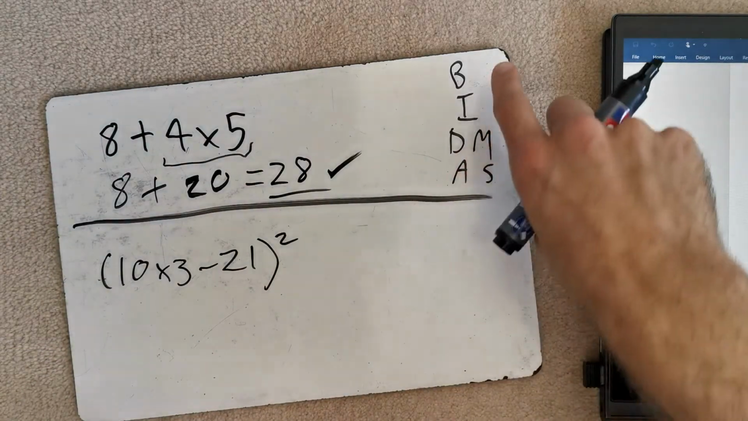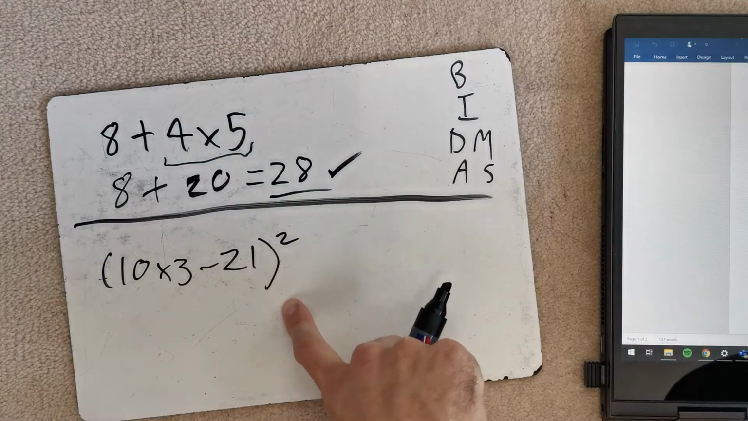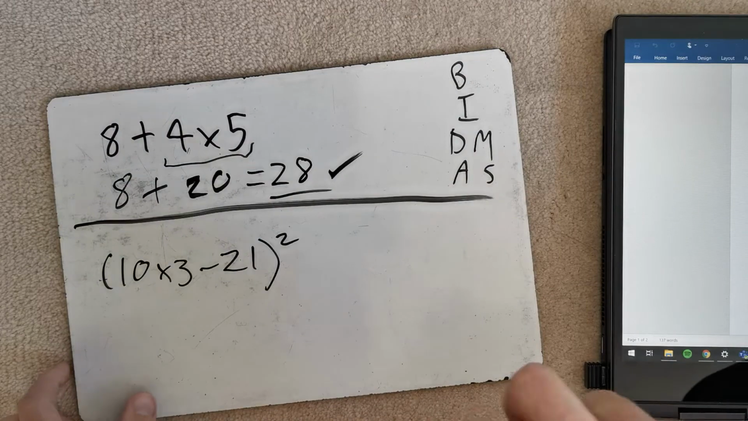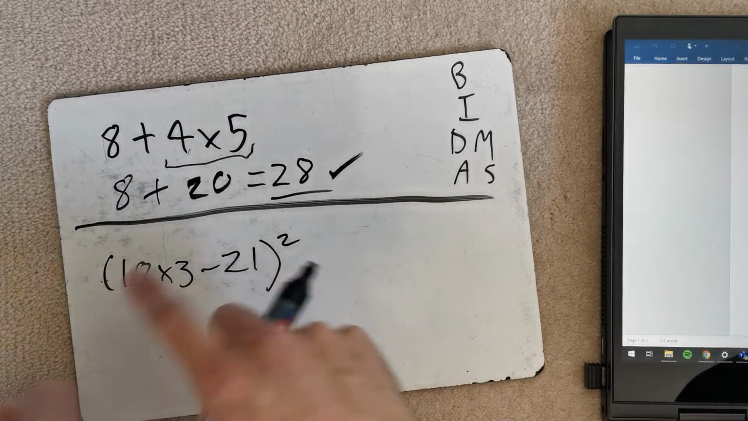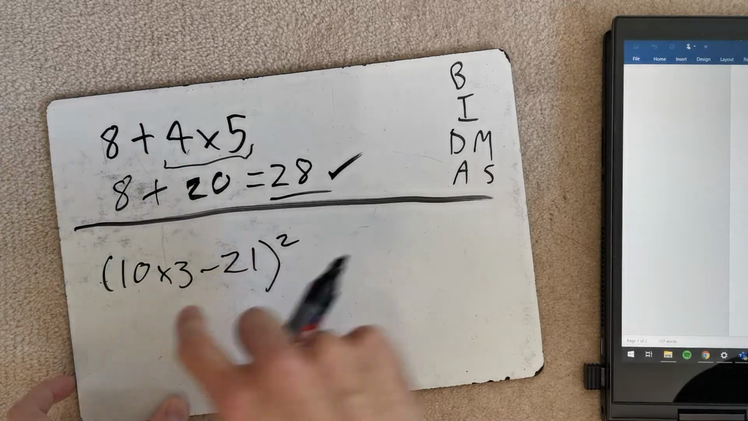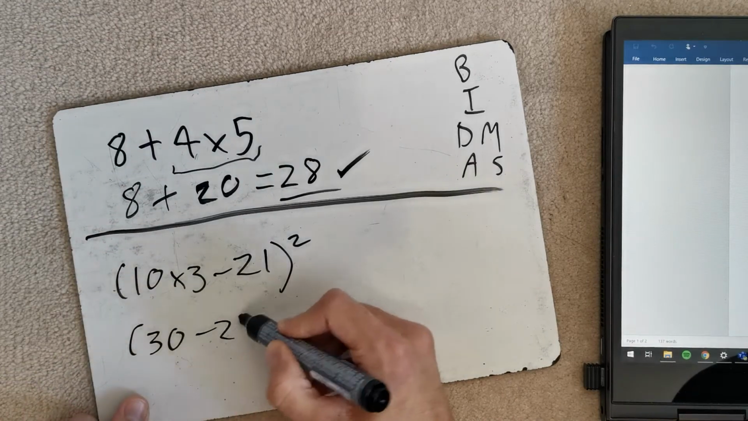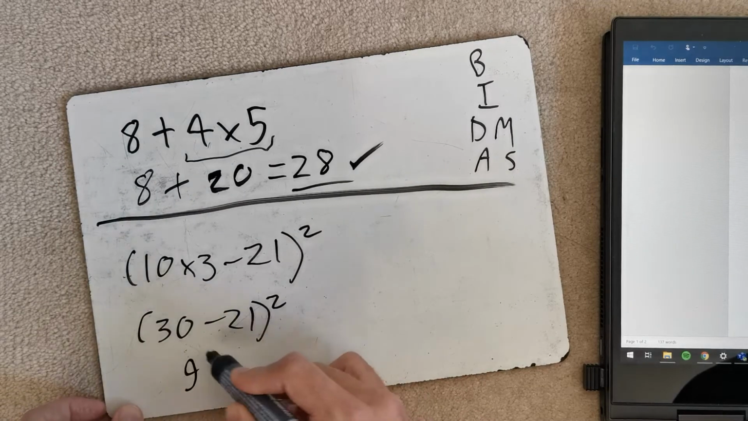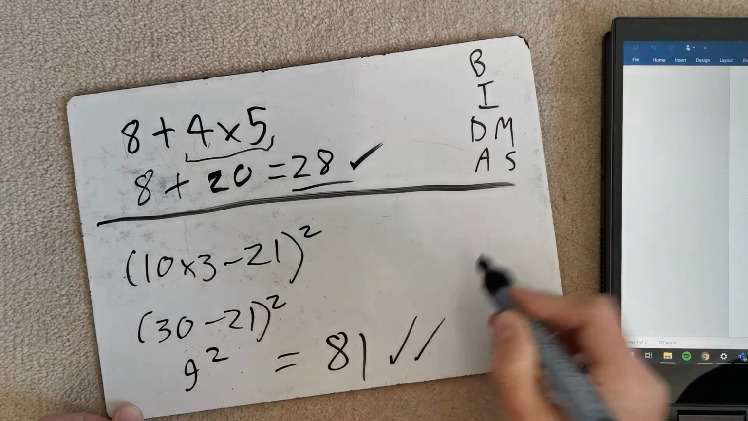Number 2, it says work out 10 times 3 minus 21, all squared. Again, let's have a look at our BIDMAS. We've got brackets in there, so we've got to do whatever's in the brackets first before we do that squared, the index. Inside the brackets we've got a multiplication and a subtraction. We do the multiplication first: 10 times 3 is 30, take away 21, squared. 30 take away 21 is 9, squared. 9 squared is 81. And there's our answer.